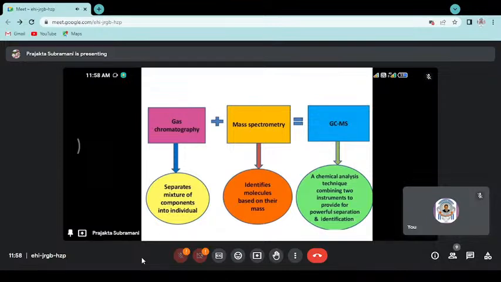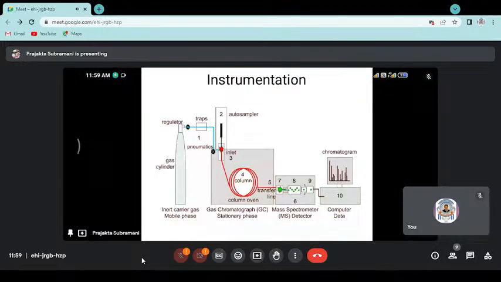Yes, ma'am. So this is a block diagram of the gas chromatography mass spectrometry hyphenated technique. In gas chromatography, there is a separation of a mixture into individual components, and in mass spectrometry, it identifies the molecules based on their mass to charge ratio. GCMS is a chemical analysis technique combining these two instruments to provide powerful separation and identification. This is the instrumentation of GCMS.